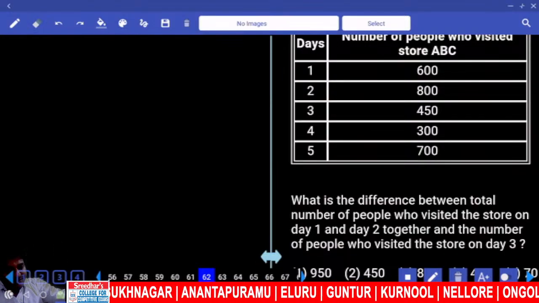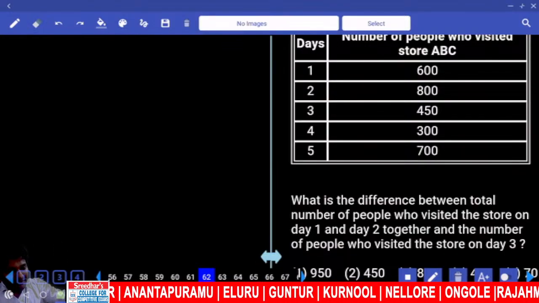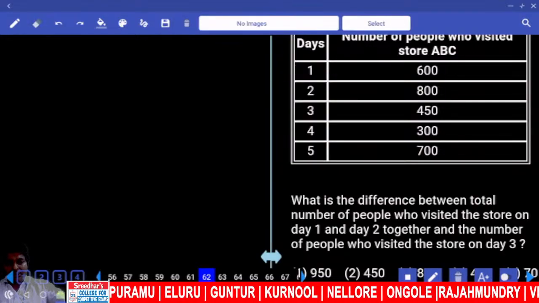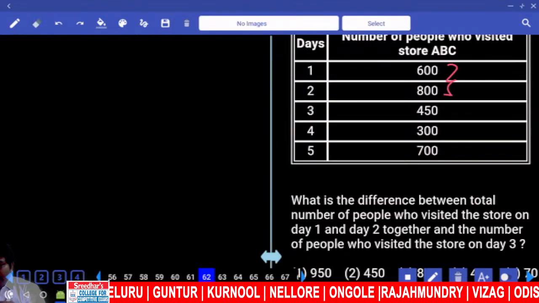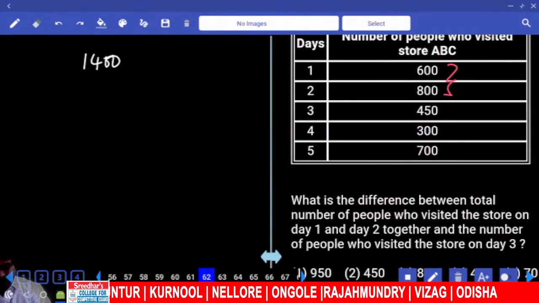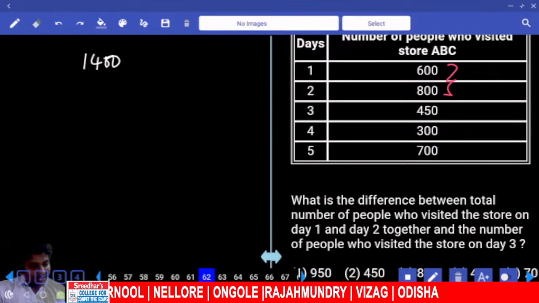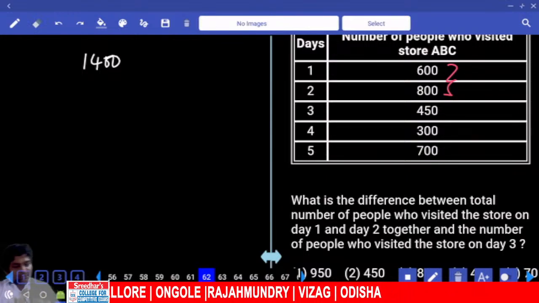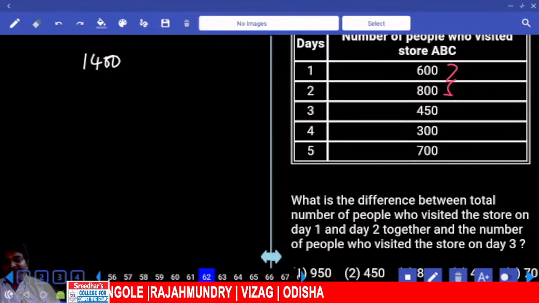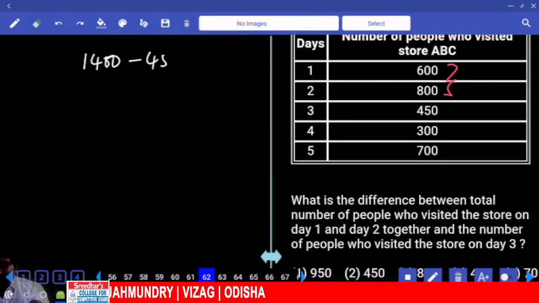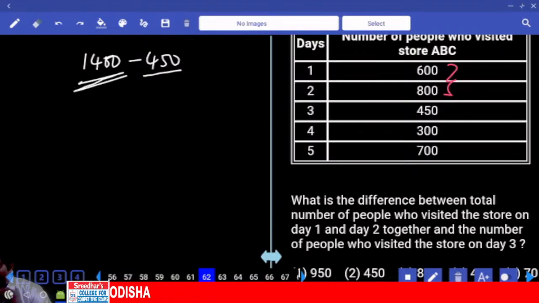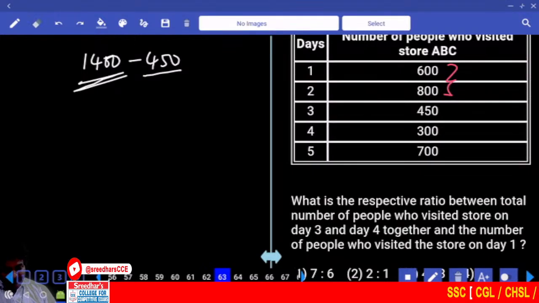What is the difference between the total number of people who visited the store on day 1 and 2? Day 1 and 2, 1400. And the number of people who visited the store on day 3. Day 3, 450. First subtract 400, then we can subtract 50 later. If you subtract 400 and then 50, 950.